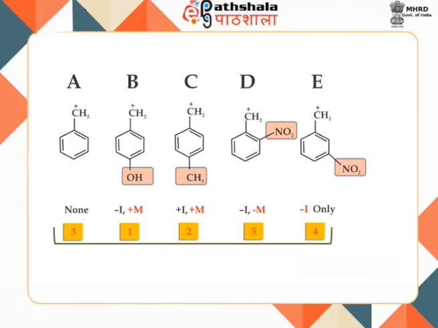The differentiating groups have been highlighted and the effects they are exerting on the carbocation center are shown. It is clear why the order of stability is B greater than C greater than A greater than E, which is greater than D.